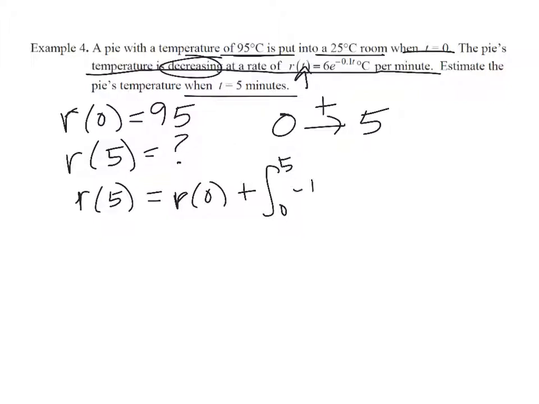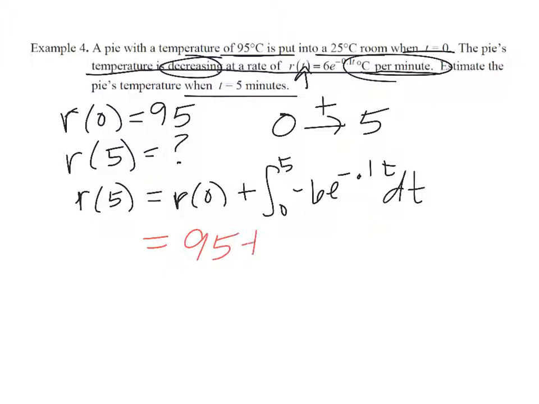of negative 6e to negative 0.1 t, degrees Celsius per minute. So remember, that also reminds me it's a rate, degrees Celsius per minute. That's going to be in the units for a rate. And then I can solve this. So I have R of 5 is equal to R of 0, which is 95, plus that integral. I'm just going to use my calculator for that. I could solve it by hand, but for the interest of time on this video, let's just use our calculator for this.